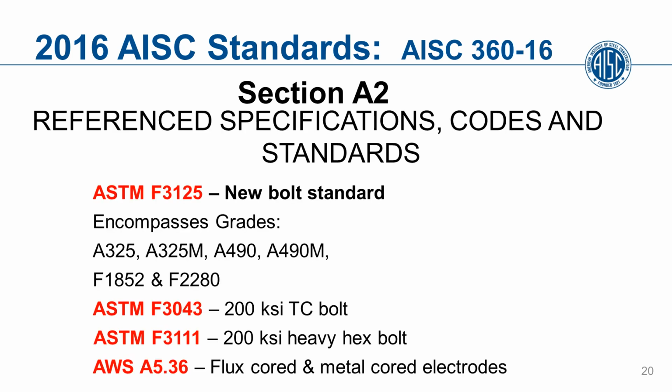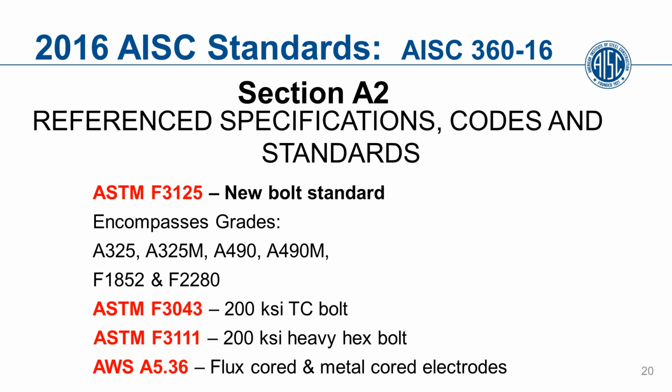Going on, there are new bolt standards. There's a new umbrella bolt standard, ASTM F3125. What most of you are used to are A325 bolts, A490 bolts, F1852 bolts, and F2280. There were issues with the manufacturing processes that were specified in all of those old ASTM standards, and they've all been unified under one standard, F3125, and now those bolts are going to be called F3125 grade A325, grade A490, grade F1852, and grade F2280.